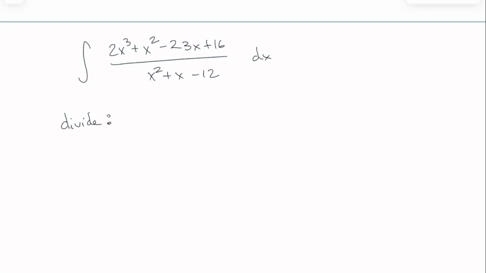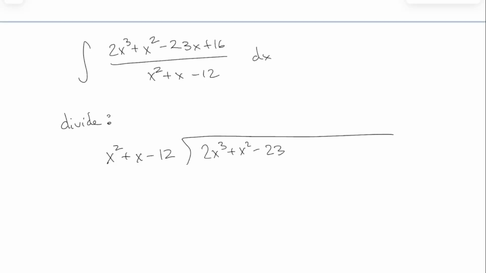I'm going to write it as a long division. The denominator here dividing into the numerator like this. All right, this is the division that we're going to do. And you do this exactly like long dividing real numbers.